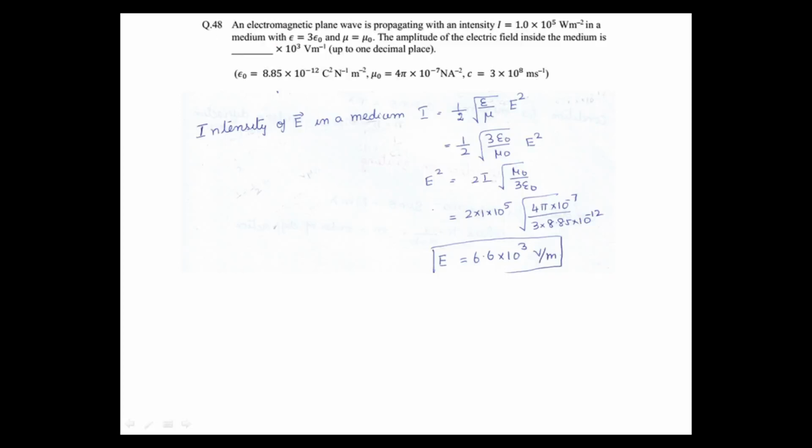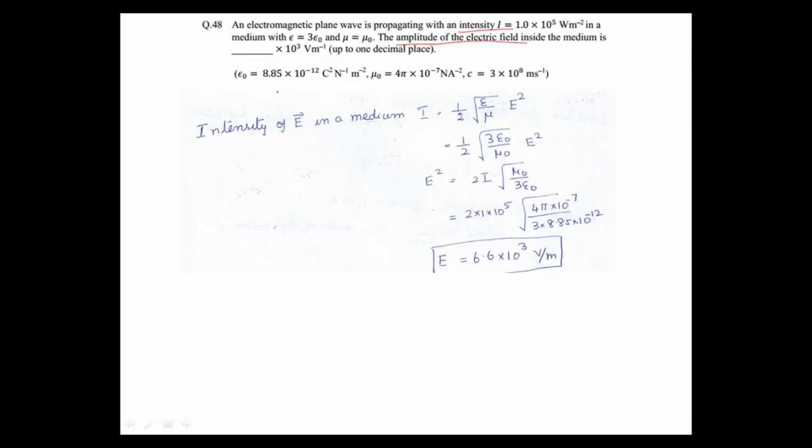Question. An electromagnetic plane wave is propagating with an intensity I is equal to 1 into 10 raised to 5 watt per meter square in a medium with epsilon is equal to 3 epsilon naught with mu is equal to mu naught. The amplitude of electric field inside the medium is dash into 10 raised to 3 volt per meter. So in this question they have given the intensity of an electromagnetic wave and they have asked us to find what is the amplitude of the electric field.